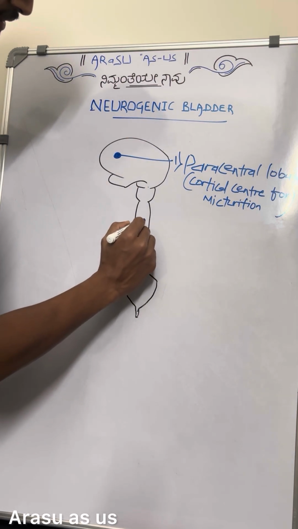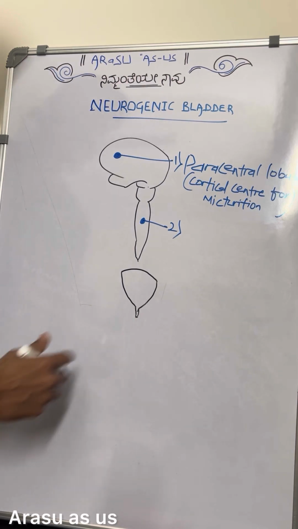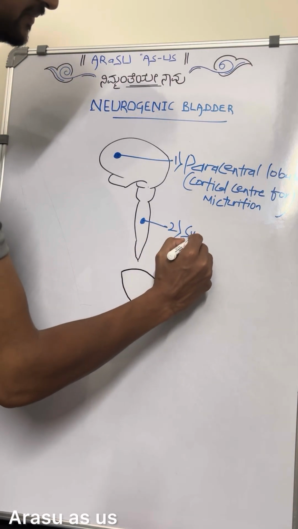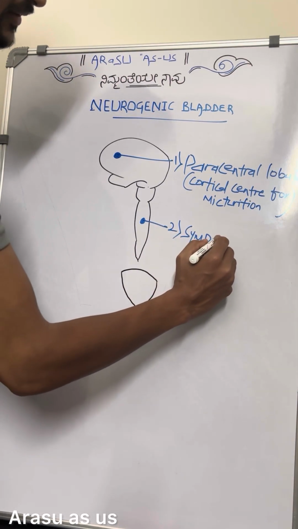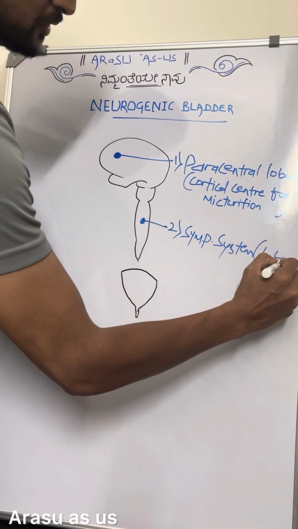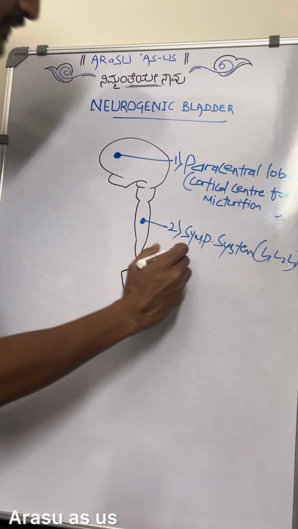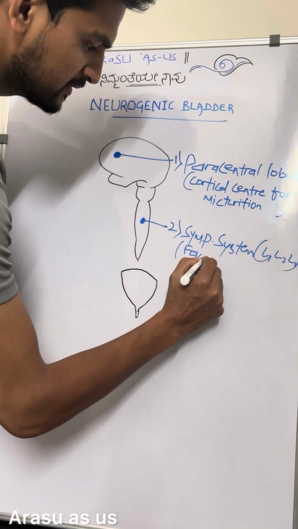Second one is about the cord. In the spinal cord, mainly two things we have to remember. One is the sympathetic system through L1, L2, L3. This will mainly facilitate filling.